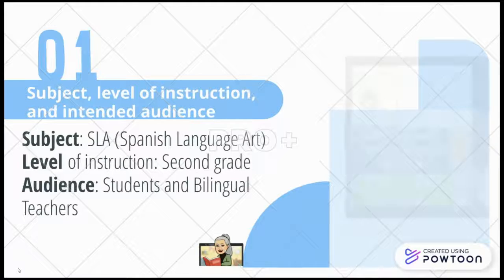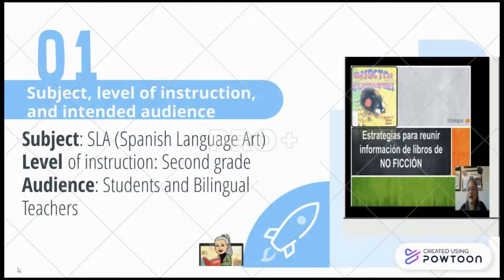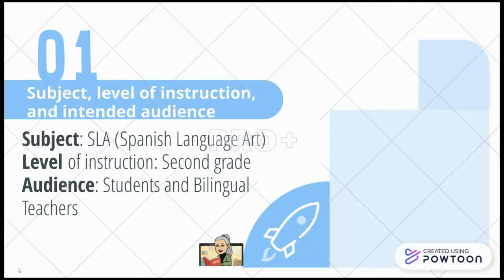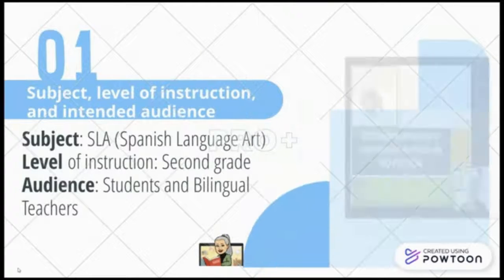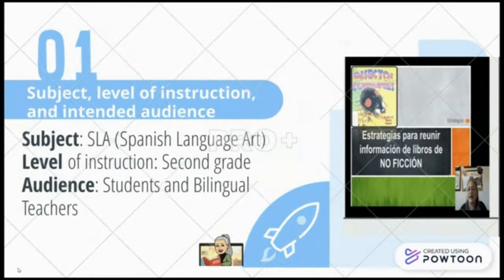Subject, Level of Instruction, and Intended Audience. The subject: SLA, Spanish Language Arts. Level of Instruction: 2nd grade. Audience: students and bilingual teachers.